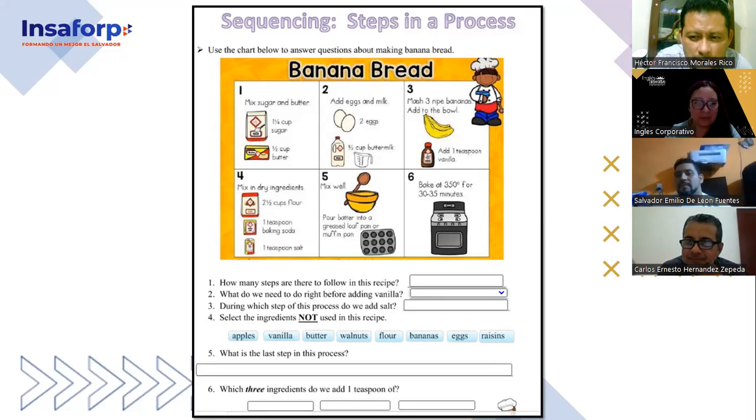Vamos a hacer un ejercicio de números un día de esto, ya lo vi. So that you remember, you refresh the memory. Very good, thank you. Y vamos con la última, number six. We add a teaspoon of vanilla and baking soda and salt. Correct, very good, thank you.